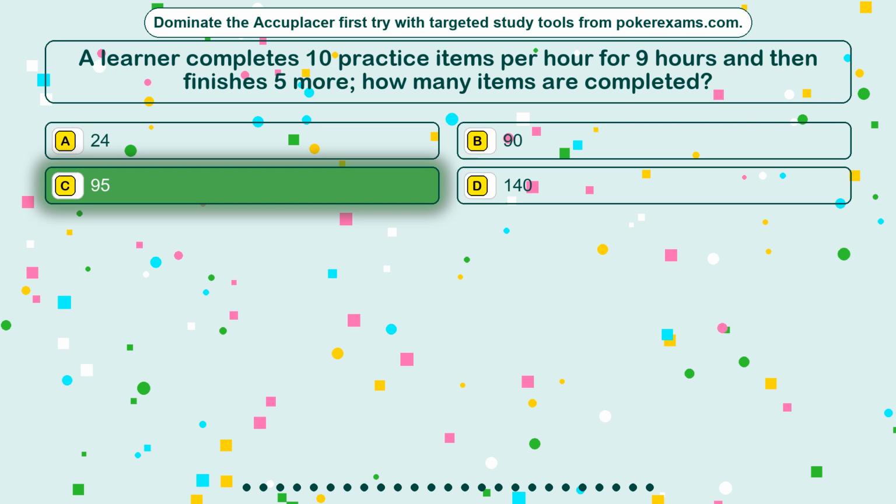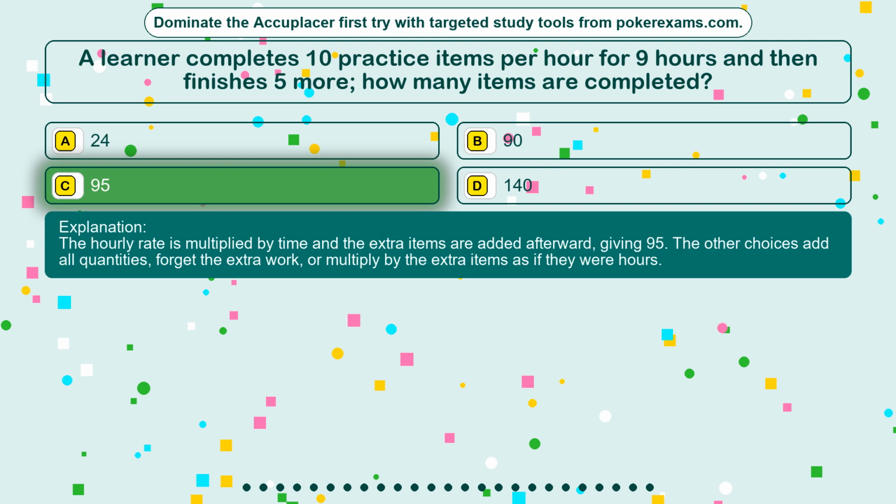The correct answer is option C, 95. The hourly rate is multiplied by time and the extra items are added afterward, giving 95. The other choices add all quantities, forget the extra work, or multiply by the extra items as if they were hours.